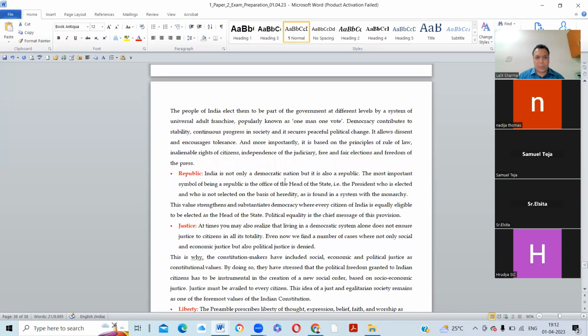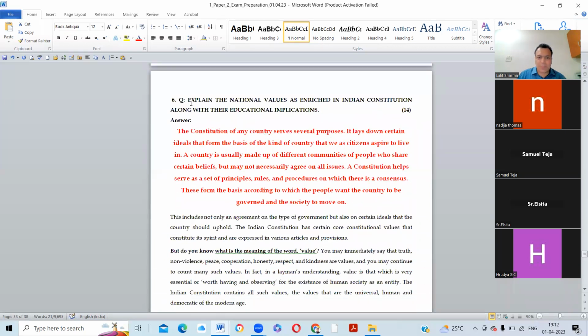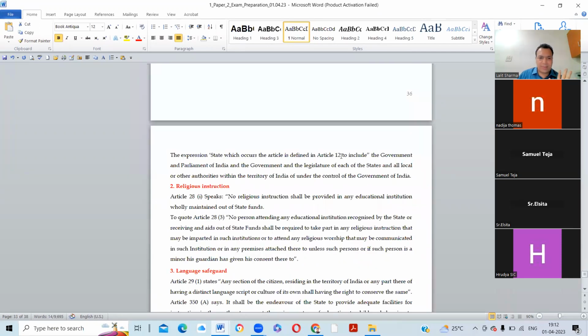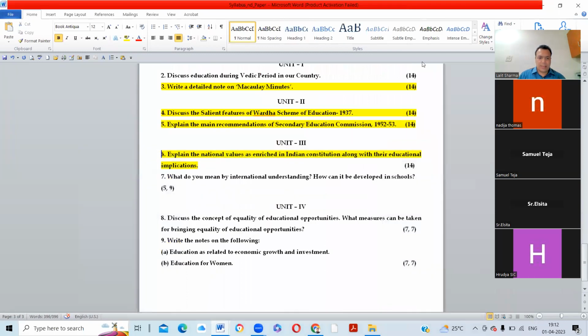Look at this, read the question. This is a very good question, right guys? Explain the national values as enriched in the Indian Constitution along with their educational implications. So guys, you have to explain all these things in this. I have also mentioned the articles. Okay, so this will be the first file.